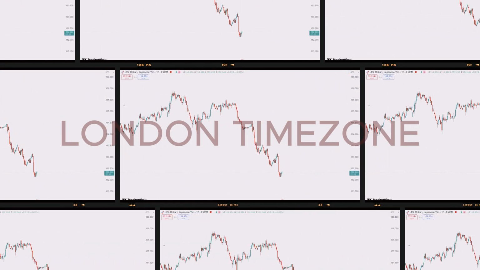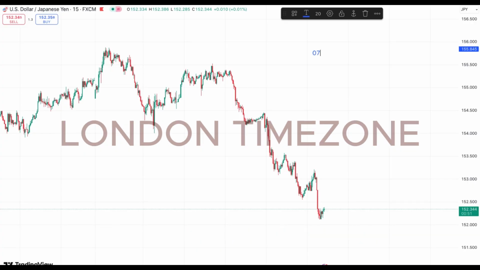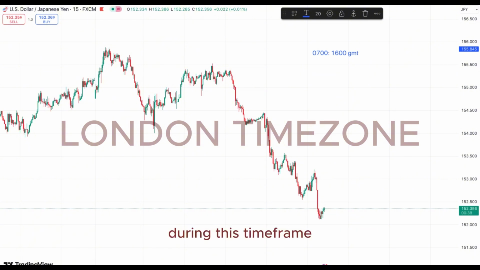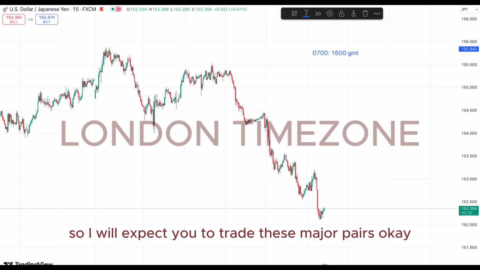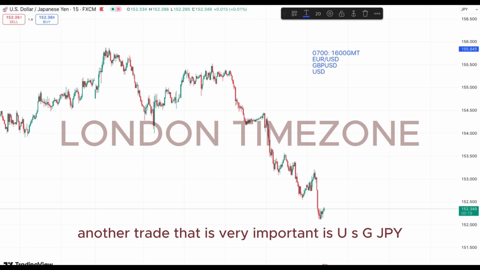The next time zone starts from 7 o'clock in the morning to 4 p.m. GMT, and the forex market sees the highest liquidity and volatility during this time frame. So I will expect you to trade these major pairs. The first major pair is EURUSD. The second major pair that's very important is the GBPUSD. Another pair that is very important is USDJPY.